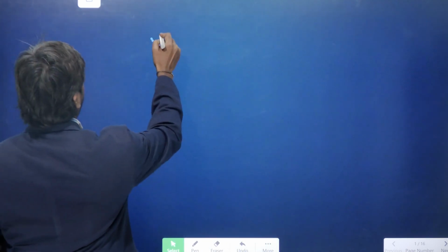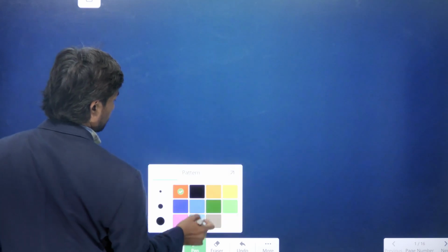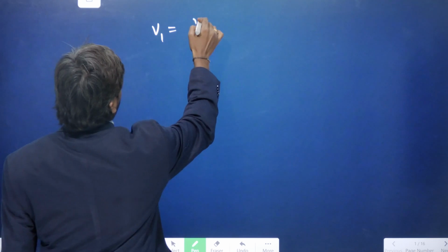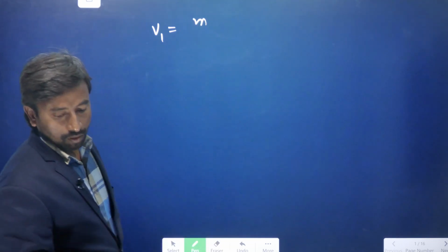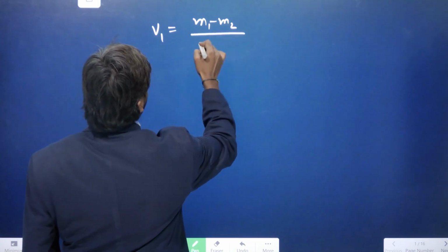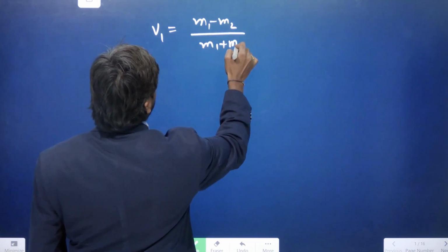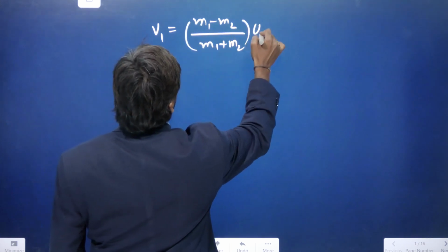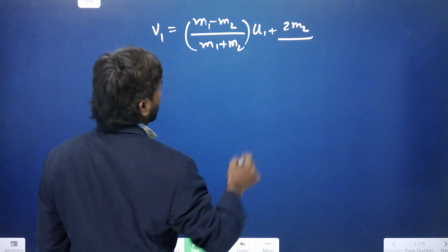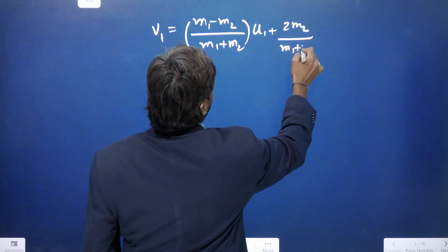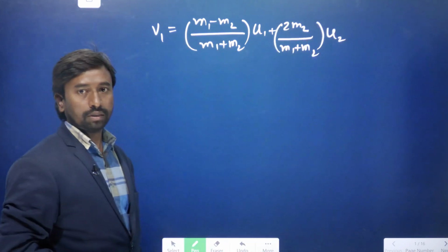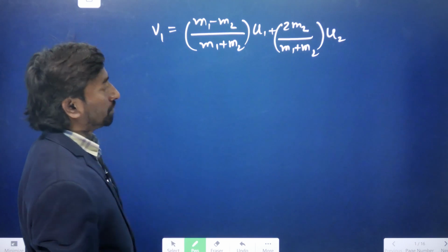We got the formula V1 is equal to (m1 minus m2) divided by (m1 plus m2) into u1, plus 2 into m2 divided by (m1 plus m2) into u2. That is the velocity of the first body after the collision.